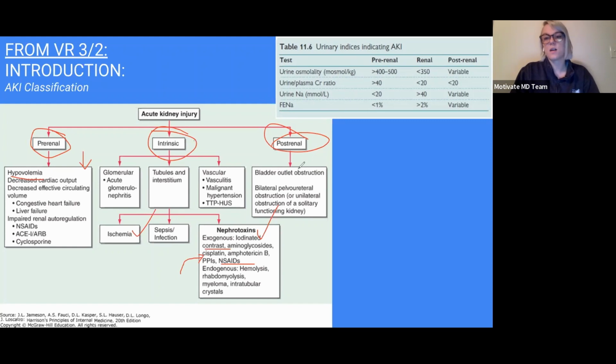We often see this in benign prostatic hypertrophy. That was a question on your quiz on the 2nd. Someone who has an obstruction to urine flow out of the bladder has a problem, and that can cause a post-renal acute kidney injury. Remember, we use the FENA as our marker when we calculate that to determine whether it's pre-renal or intrinsic renal failure, if it's a muddy presentation.